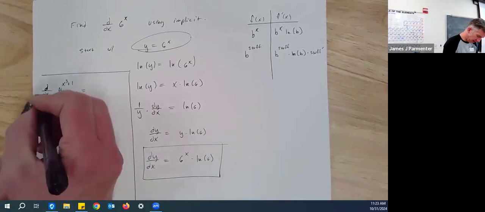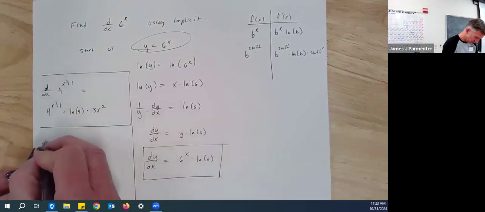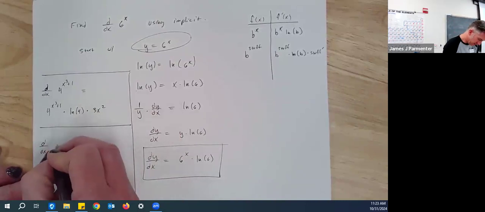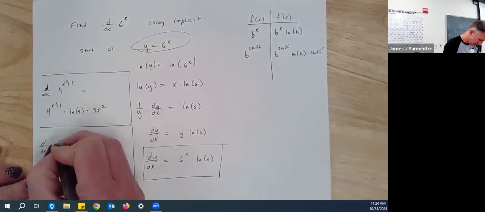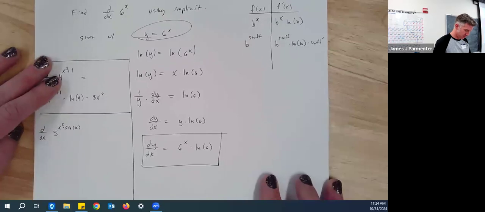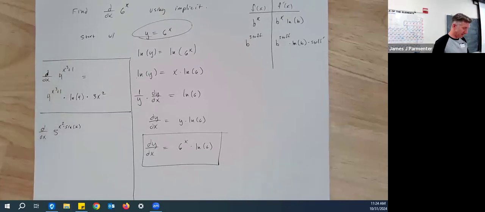Why don't you all try finding the derivative of, do I want to make it challenging? Yes, I kind of do. Yeah, sure. 5 to the x squared times sine of x. Ooh. I did say x squared times sine of x. So when you take the derivative of the stuff, what rule are you going to have to use? The product rule.